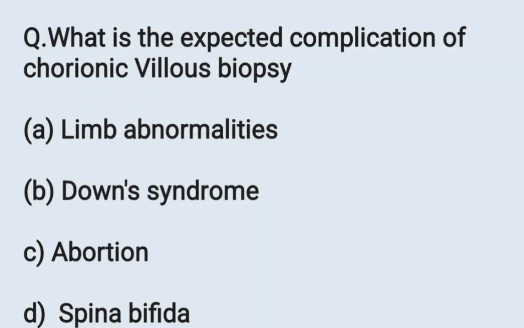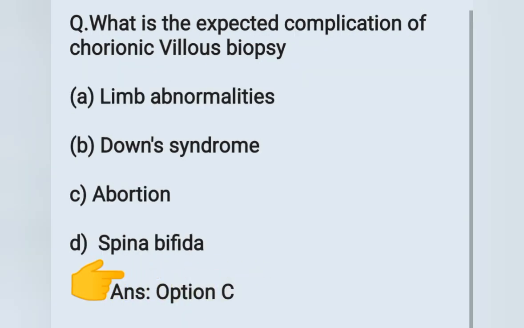What is the expected complication of chorionic villus biopsy? Options. Option A, limb abnormalities. Option B, Down syndrome. Option C, abortion. Option D, spina bifida. Chorionic villus means a finger-like projection which is present in the placenta. So the sampling is usually taken from the placenta. So one of the complications that can occur due to this biopsy is abortion. Option C is the correct answer.